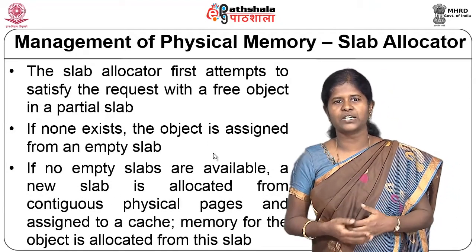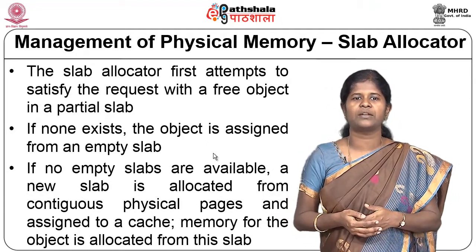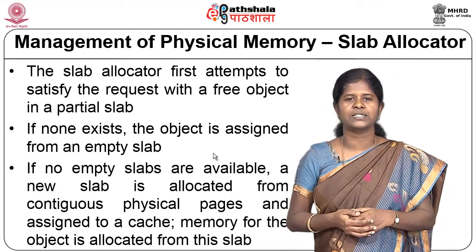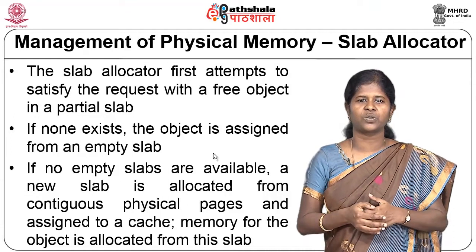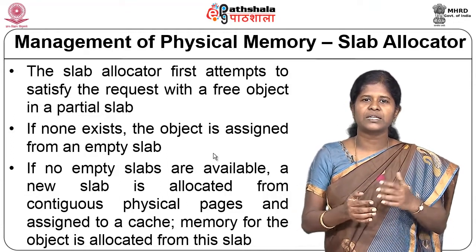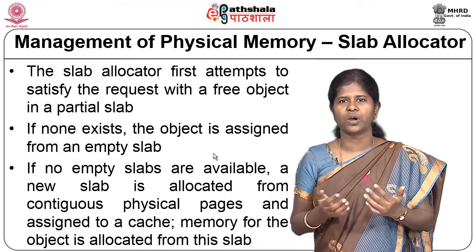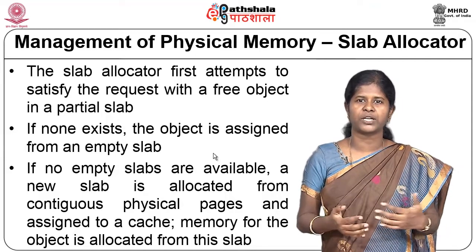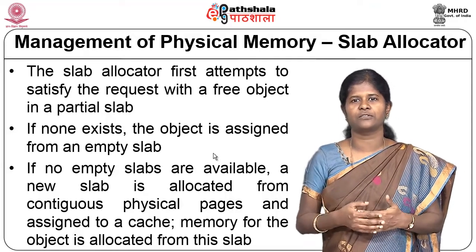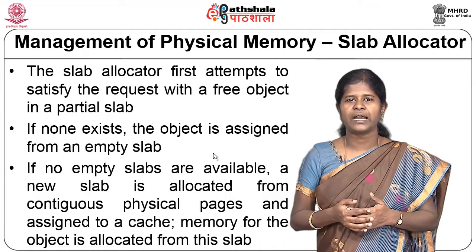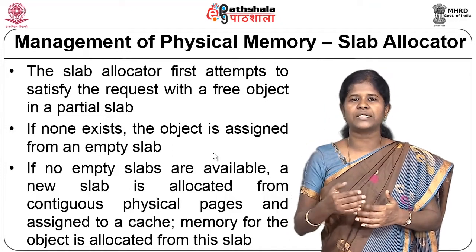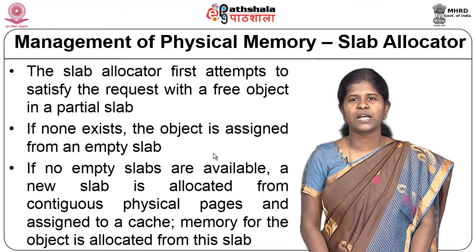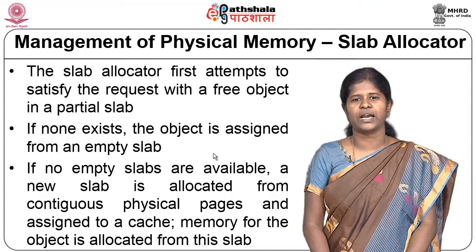If there are no partial slabs and no empty slabs available, then a new slab is allocated from the contiguous physical pages, and it is assigned to the cache. So, now a new slab is assigned to the cache. Already the cache has some slabs which are currently occupied by objects, and hence there is no space for the new object, so a new slab is allocated to that particular cache, and memory for that object is now allocated from this newly allocated slab.